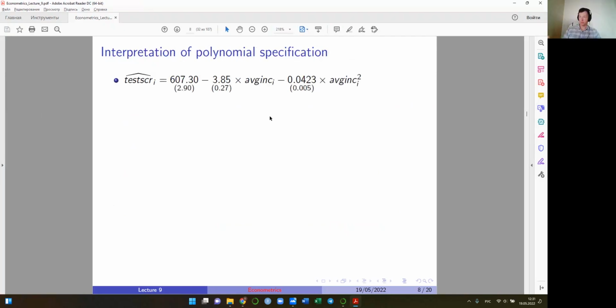For this model, when we estimate this model on the data about the test scores, we have the following estimates. This is an estimate on the average income, and this is the estimate on the average income squared. Are the coefficients statistically significant?